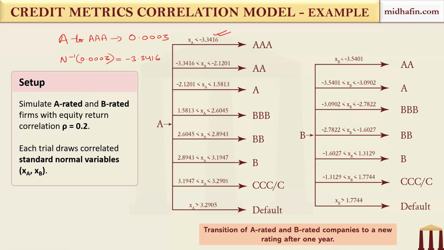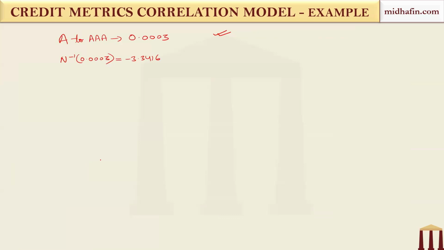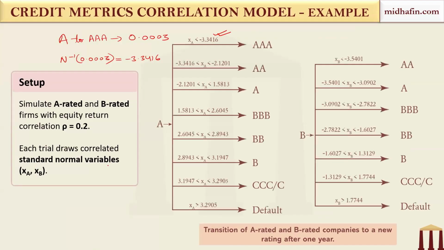Of course, this is the best outcome. And then we go to the next best outcome, which is being upgraded to AA. So for an A-rated firm, the probability of being upgraded to AA is 1.67%. Now, if you add 1.67% and 0.03%, you get 1.7%, or 0.017.